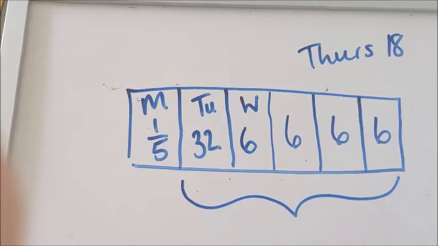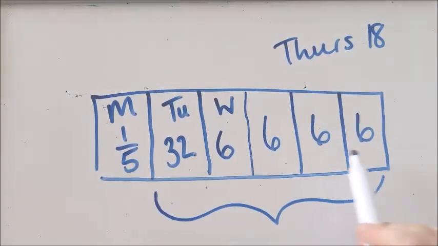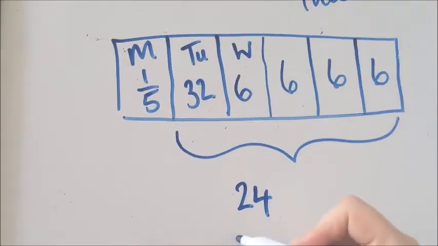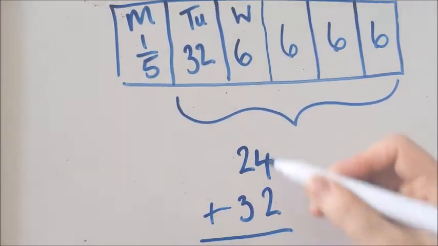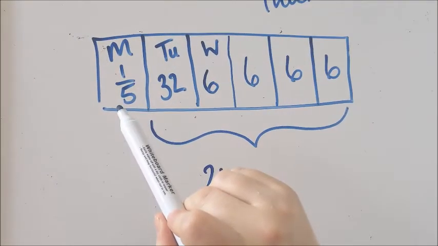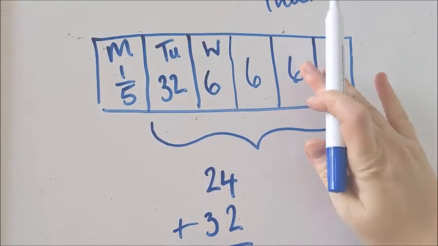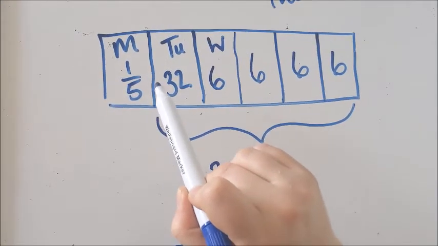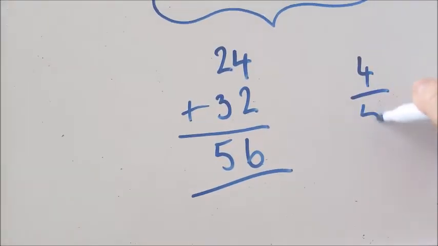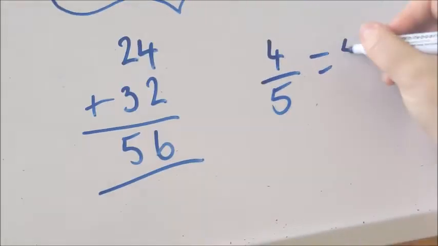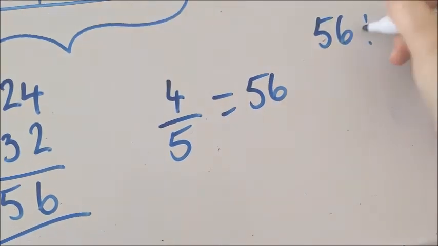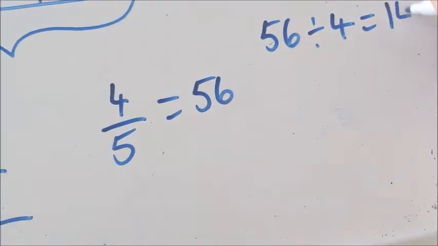What we can do is add that up. So if we do 6 times 4, that is 24. Add the pages from Tuesday, which is 32. That gives us 56 pages. We then go back to Monday. Now, if we ignore this bit, Monday was 1/5, so Tuesday to Thursday is 4/5. And we know that 4/5 is equal to the 56 pages. So to find out 1/5, we do 56 and we divide it by 4, which is 14.